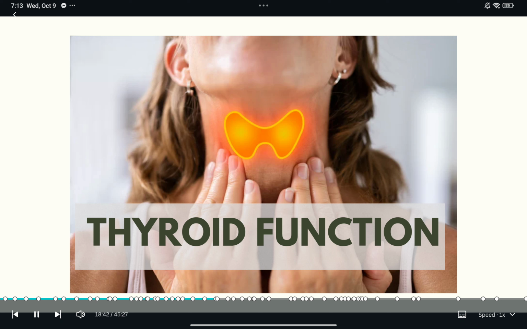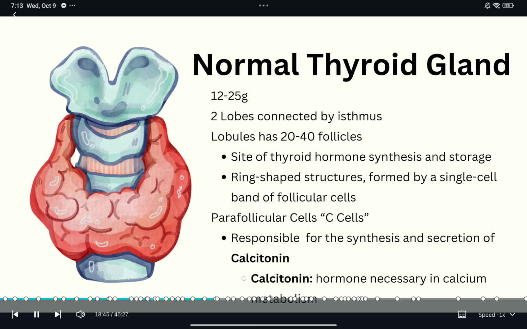Okay, so ang thyroid ni mo makita siya somewhere sa imong neck. So normal thyroid gland is usually 12 to 25 grams. It is a two-lobe gland connected by isthmus. Okay, the lobules have 20 to 40 follicles, and the site of the thyroid hormone synthesis and storage. It is a ring-shaped. Makita ninyo? It is like a ring-shaped structure formed by a single cell band of follicular cells.